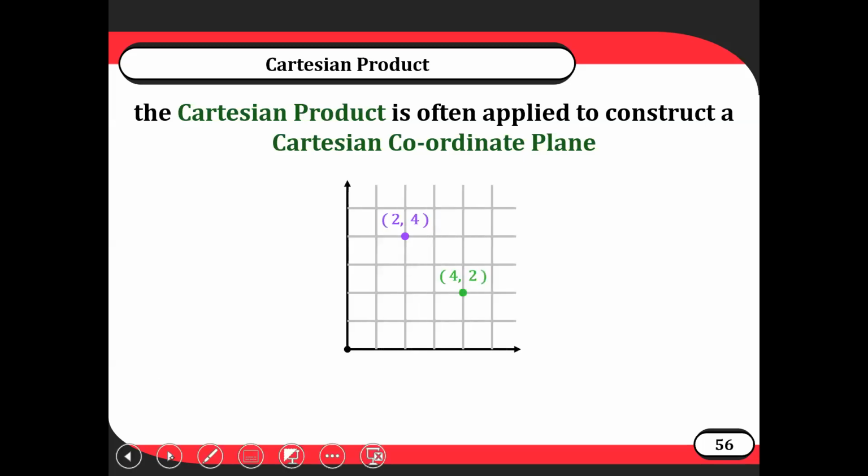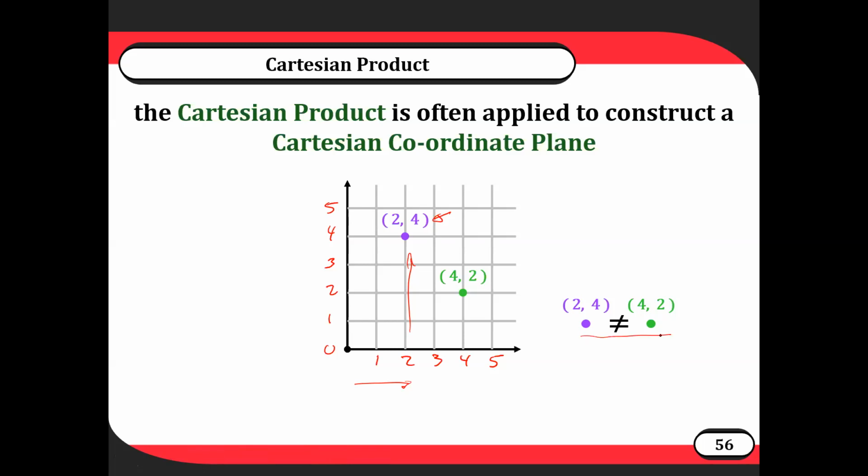So for instance, the set of numbers from 0 to 5, we can represent as this Cartesian coordinate plane. Now when we have a set of coordinates, if we specify 2, 4, the order matters, right? We're going 2 along the x and then 4 along the y. So it's x first and then y. The Cartesian coordinate plane is one common application of the Cartesian product. So these two tuples are not equivalent.